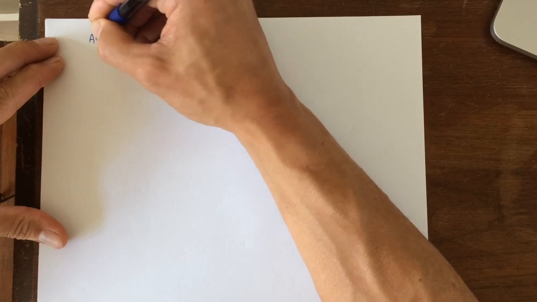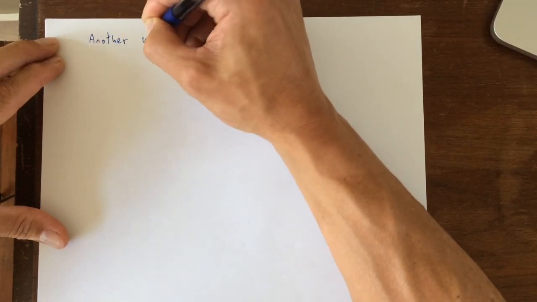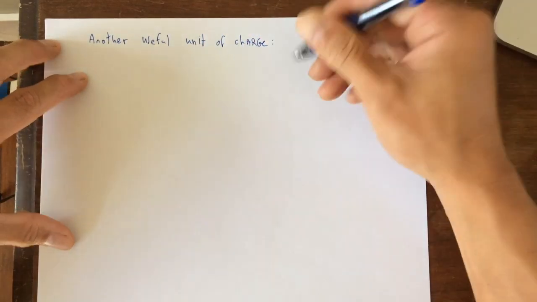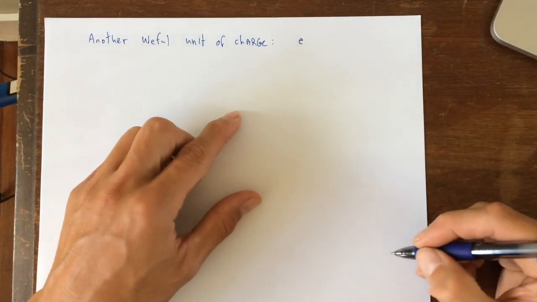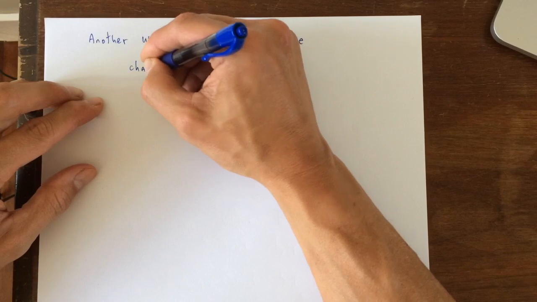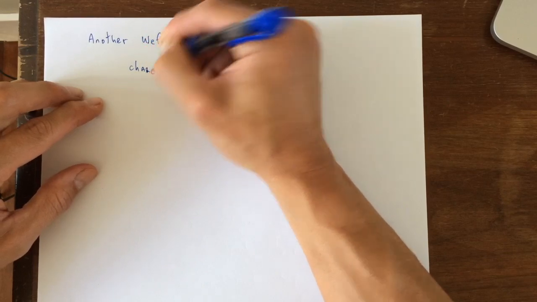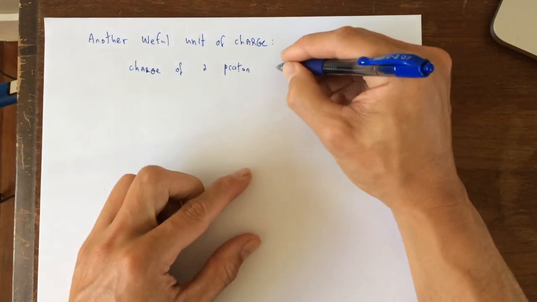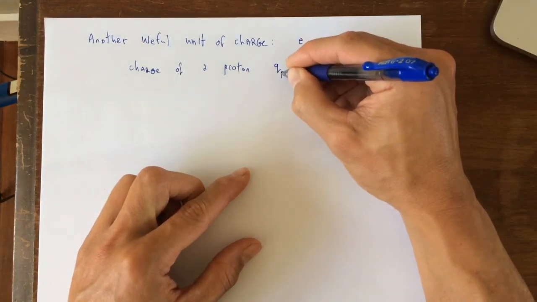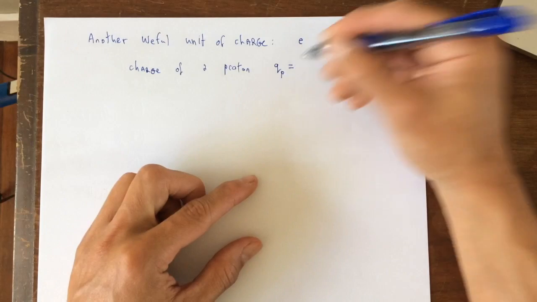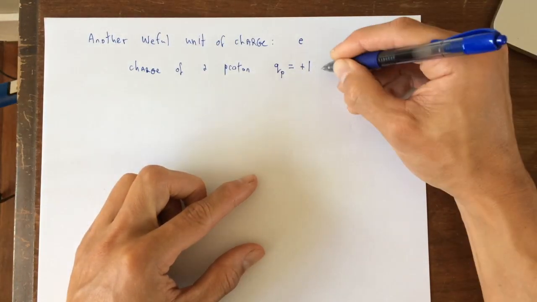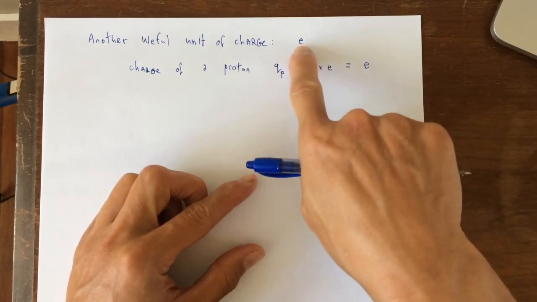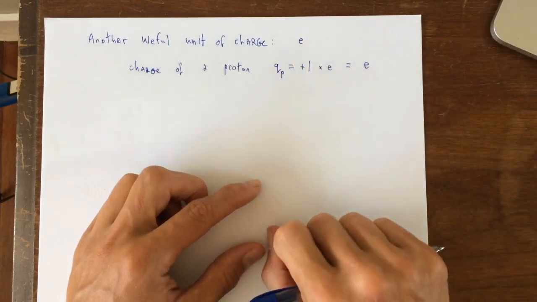So the coulomb, there is another useful unit of charge, and it's just given the symbol lowercase e. We'll say that the charge of a proton, so I'm going to use the lowercase q sub p, this is the charge of the proton, it's equal to +1 times e, or just e. So this right here, this unit is the charge of a proton.